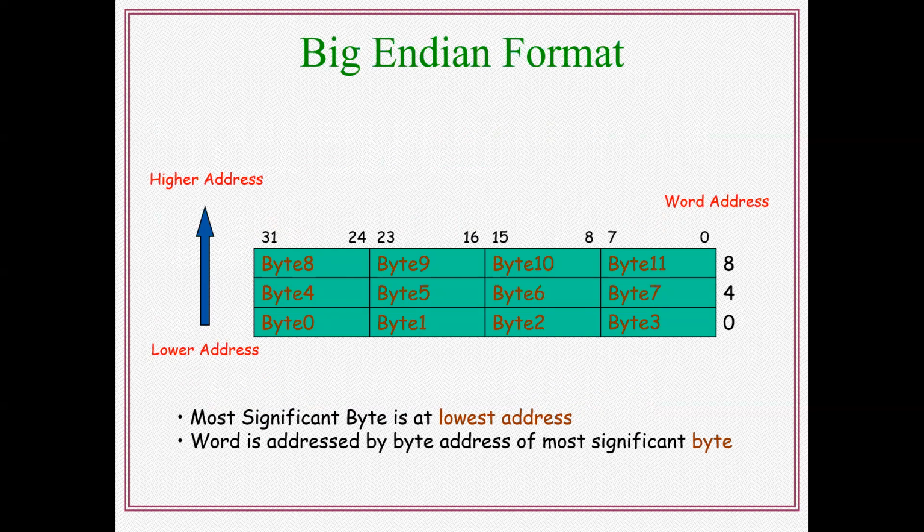Big endian format: the most significant byte is at the lowest address. The name itself says big endian. A word is addressed by the byte address of the most significant byte. So here, the most significant byte in 0 to 3 is 3. So 3 is stored in location 0, 2 is stored in the first location, 1 is stored in the second location, and 0 is stored in the third location. This format is called big endian format. It always stores the higher byte at the lower address.